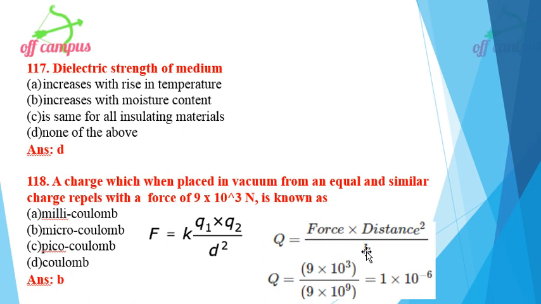So, for equal and similar charges, K equals 1 by 4 pi epsilon naught. What is the value of 1 by 4 pi epsilon naught? The constant value is 9 into 10 power 9. When we cancel, what do we get? 9 and 9 get cancelled, so we get 1. Power 3 minus 9 is minus 6, so 1 into 10 power minus 6. The unit is microcoulomb. Option B, microcoulomb, is the right option for this problem.